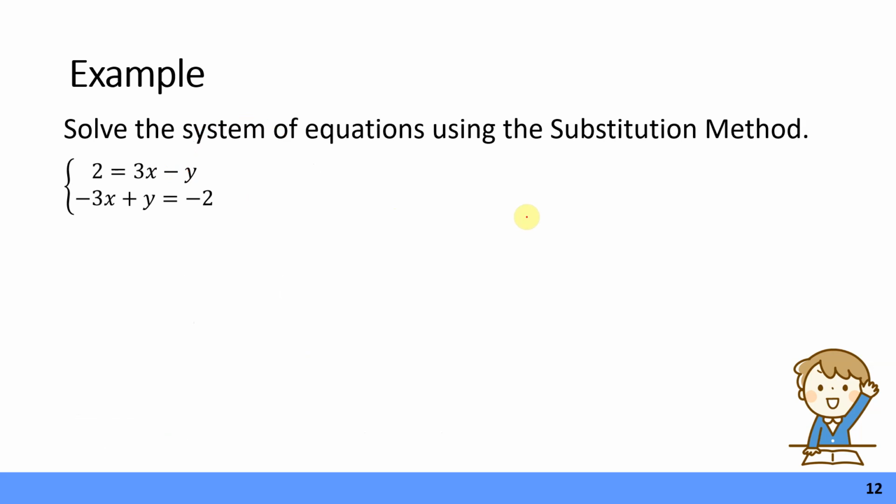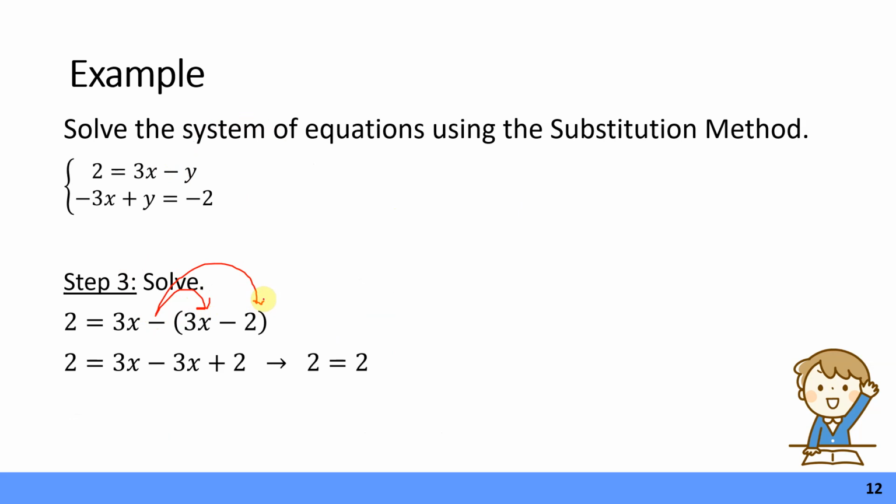Okay, so now we start solving. This is where we were so far. Now to solve this, I have to distribute. Remember, when you have a negative, it's distributed to both things inside the parentheses. So this is going to be 2 equals 3x minus 3x, and then the negative and negative 2 make it a positive 2. All right?